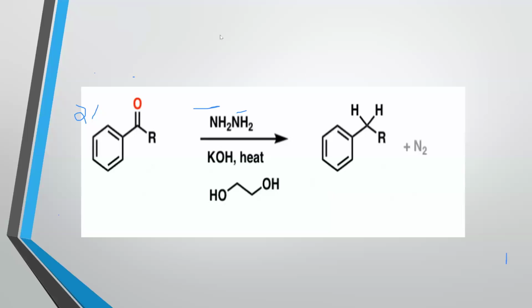What you simply have to see is this: hydrazine, NH2NH2, KOH, and ethylene glycol. Whenever you see these three reagents, hydrazine, KOH, and ethylene glycol, it means it's a Wolff-Kishner reduction. In a Wolff-Kishner reduction, a ketone or an aldehyde forms an alkane.